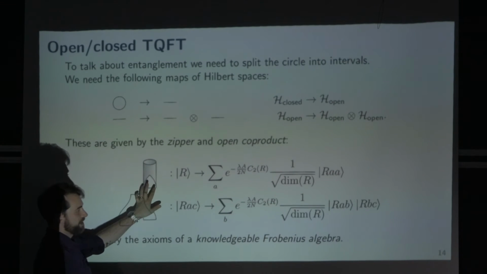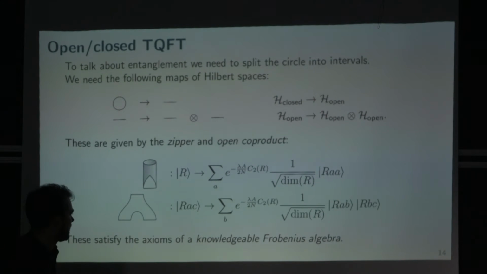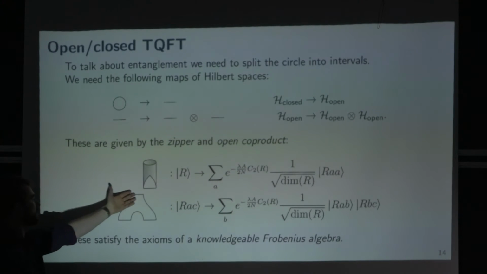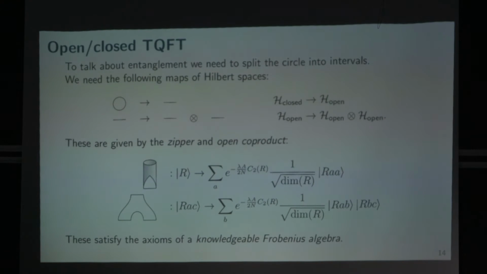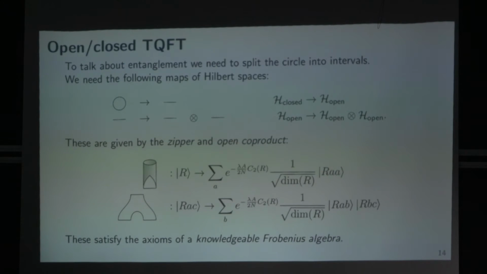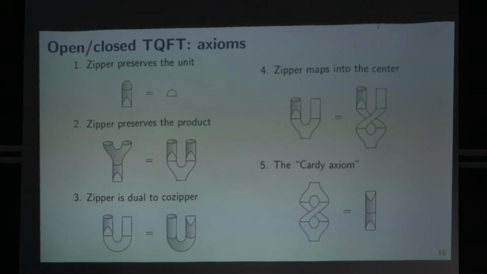it introduces these degrees of freedom at the endpoints and puts them in this maximally entangled state as it's written here. And then the thing that turns a single interval into two, in fact, we already have this as the open coproduct, this open pair of pants type diagram. And now that I've added this zipper, I have a whole new set of conditions I want to satisfy. I have what's called a knowledgeable Frobenius algebra, which is the closed sector, the open sector, and a bunch of rules that connect them. Okay. And the rules are these ones.